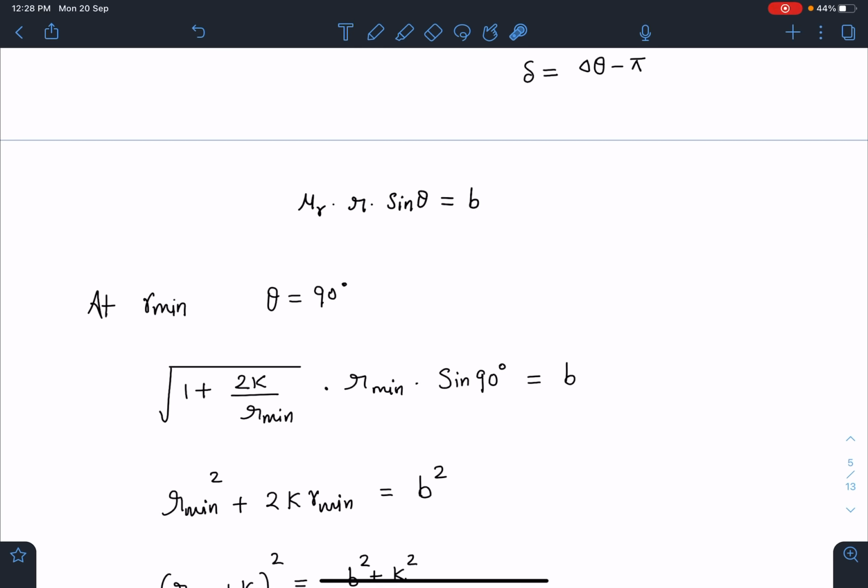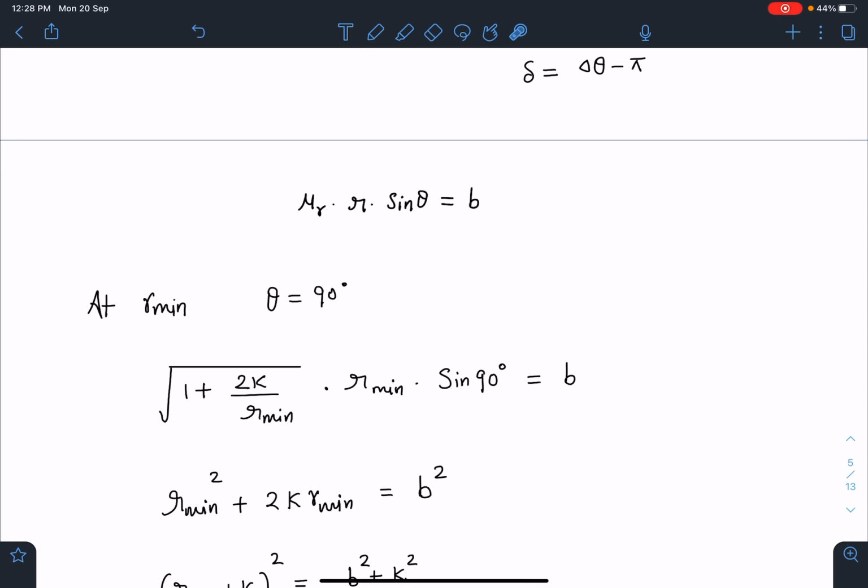So you can write here, this will become 1 plus 2k by r times r minimum into sin 90 is equal to b. When I simplify this, I'll be getting this r minimum as root of b square plus k square minus k. And when I simplify this, I'm not showing the maths here, it's slightly painful, but you will be getting delta theta by 2 is equal to pi by 2 plus 2 tan inverse of k by b. So from here I can write total deviation delta as delta theta minus pi. When I simplify this, I get a very clean answer here. Delta is equal to 2 tan inverse of k by b.